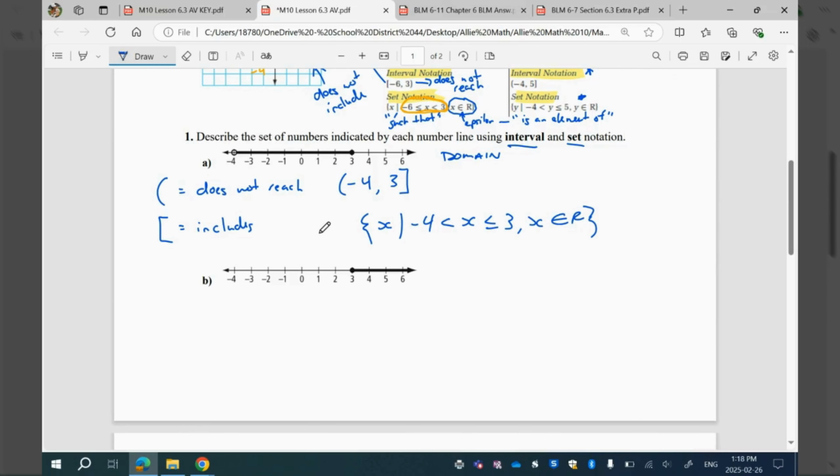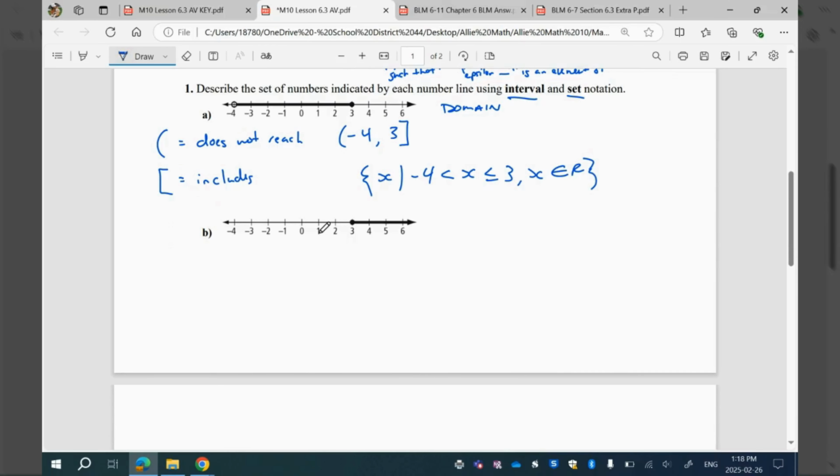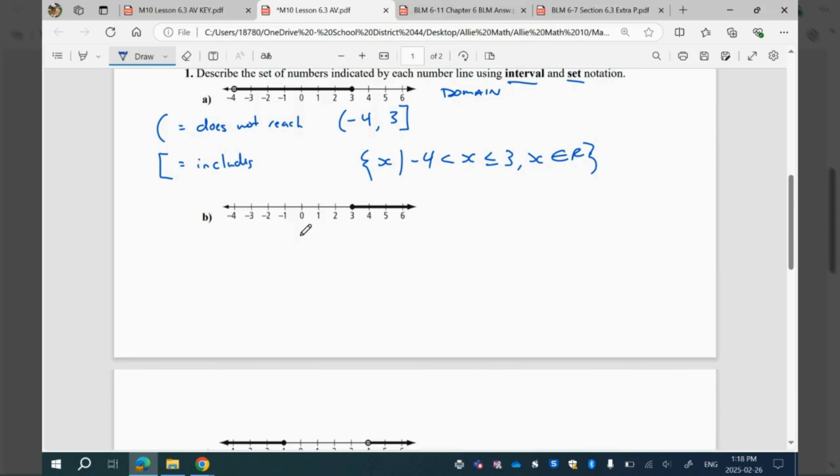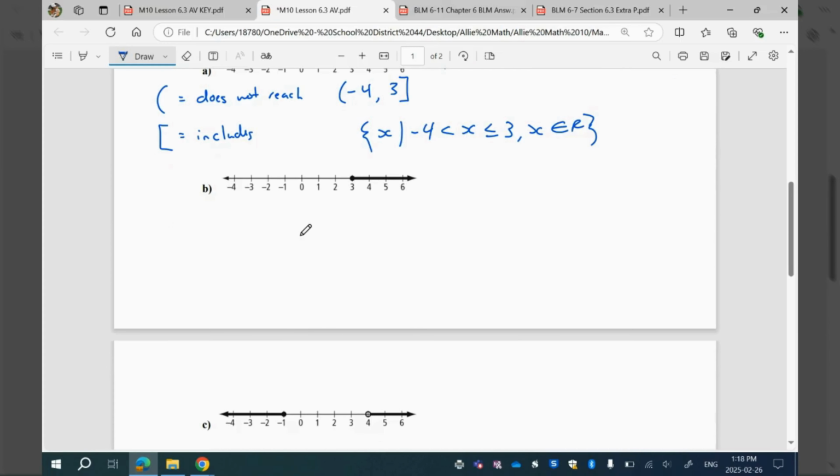Okay, we'll practice again. Let's try this again. Just interval and set notation. Okay. Let's do the next one. Looks like our x's, I'm going to do domain. I could do range, but let's do domain. Looks like our lower end is 3, and it does include that. So let's use our square bracket.